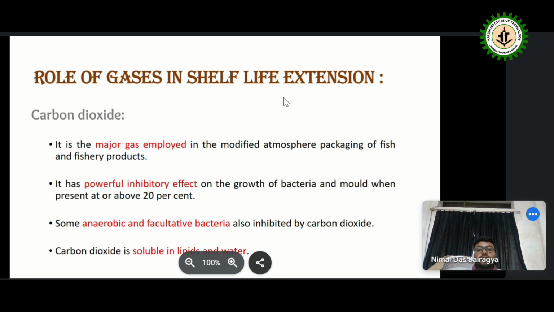anaerobic bacteria growth also decreases by increasing the carbon dioxide. And also carbon dioxide is soluble in water and lipid. That's why carbon dioxide is a good gas for using in modified atmosphere packaging for shelf life extension.